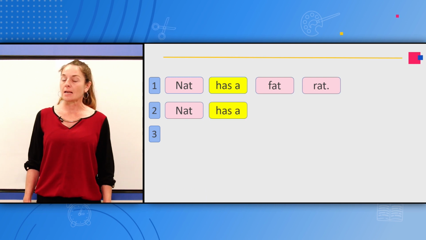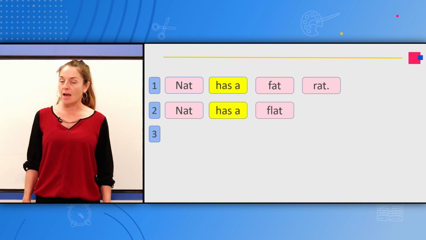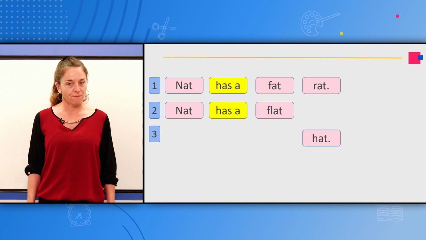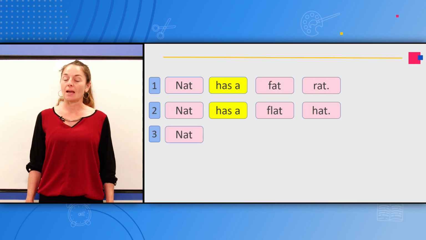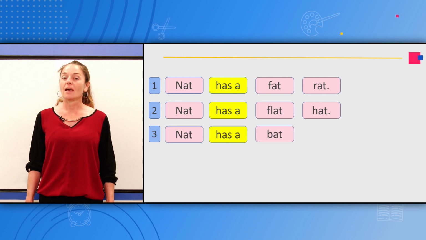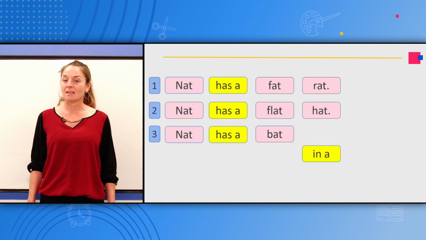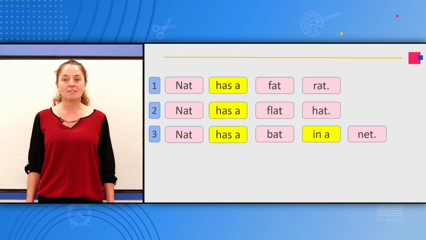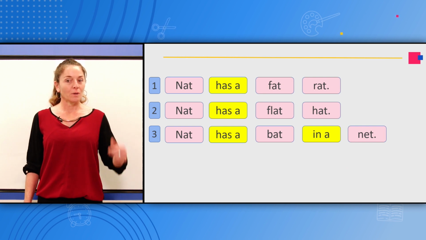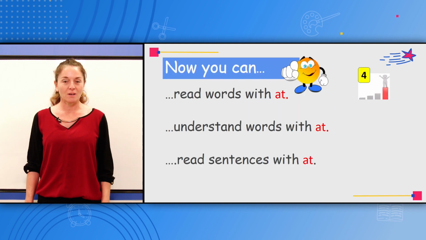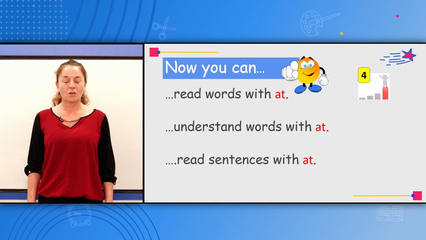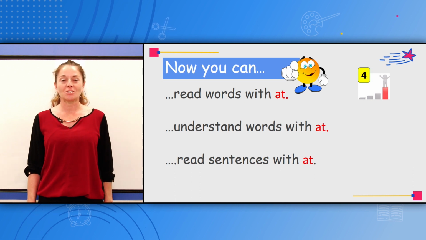Nat has a flat rat? Oh no, a flat hat. What about Nat has a bat in a net? Okay, we use net from the last lesson. So, you are so good. You finished the 4th stage.